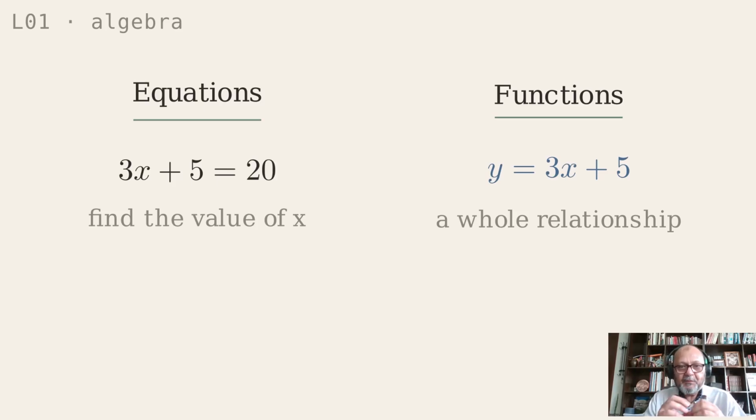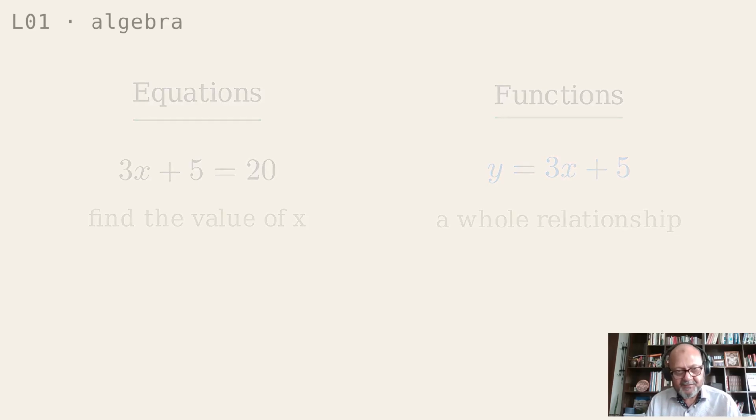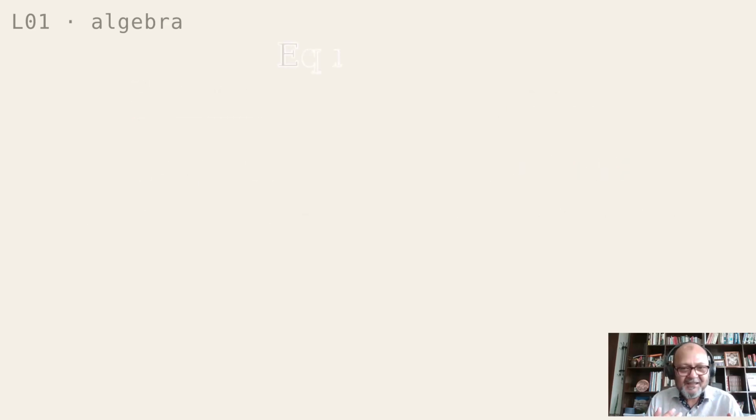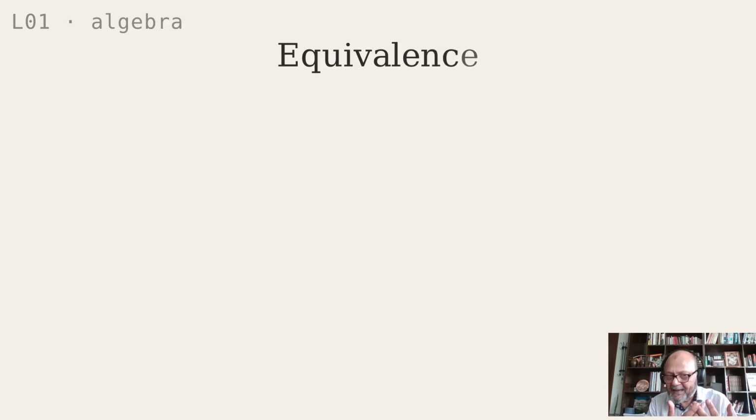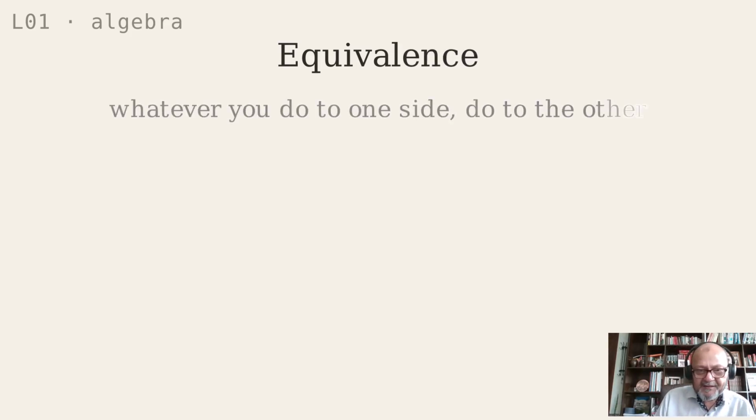The most important principle in solving equations is equivalence, right? An equation tells us that two expressions have the same value. You can think of it as a perfectly balanced scale. Whatever you do to one side of the equation, you must do to the other side.